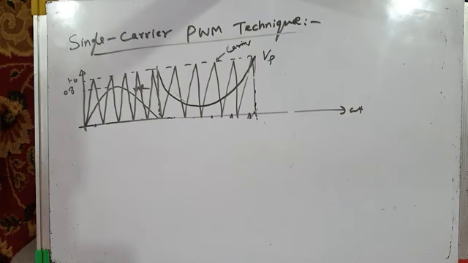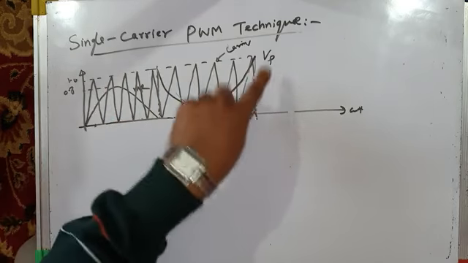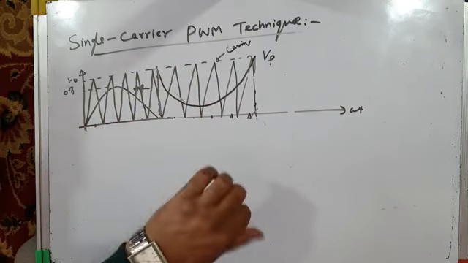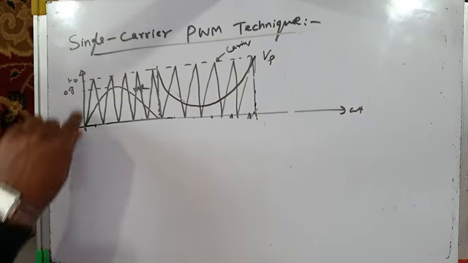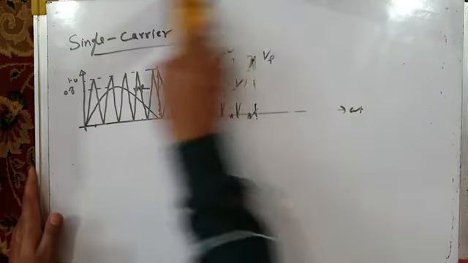This single carrier PWM has also been reported in the literature. This is similar to two in-phase level shifted carriers, but with only one carrier. We are not using another carrier, we are not using a level shifted carrier. We are using one carrier. So this is called the single carrier PWM technique. Okay.